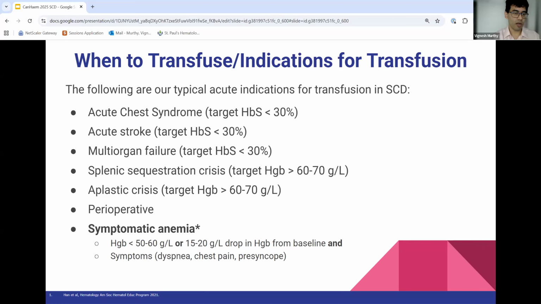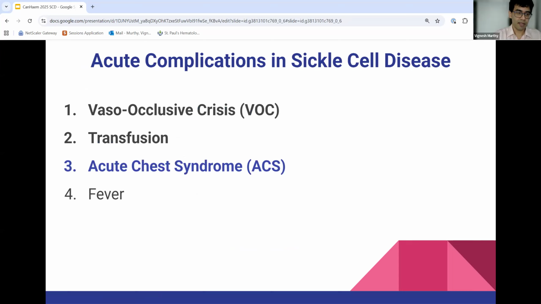So it's very nuanced, and the vast majority of patients presenting with a vaso-occlusive crisis should not be transfused. So yes, note the absence of vaso-occlusive crisis on this list. It's not an indication for transfusion. We should not be transfusing these patients generally. And so that was my bonus transfusion section. So I'll move right along into acute chest syndrome.